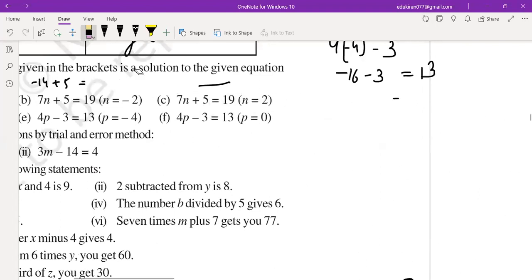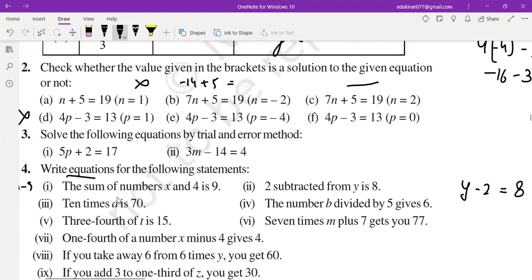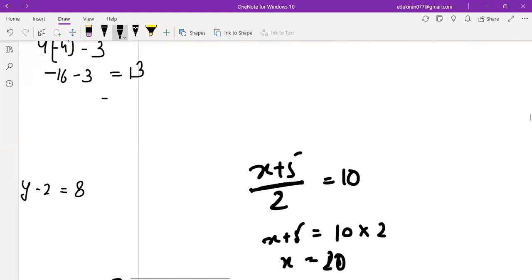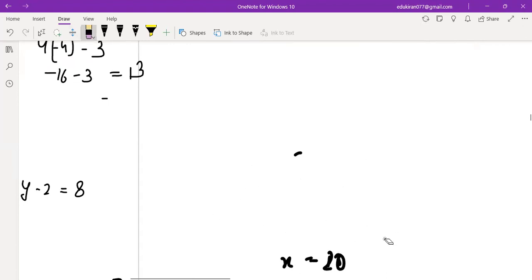Okay, your second question itself says 2 subtracted from y. So how will you write it? y minus 2 equals 8, right? Yes, ma'am. Okay, next one is 10 times a is 70. Wait, let me just write it here. So 10 times a is 70. So it will be 10a equals 70, right? Yes. Okay. Ma'am, I wrote into 70. No, 10 times a is 70, na? So 10 multiplied by a.